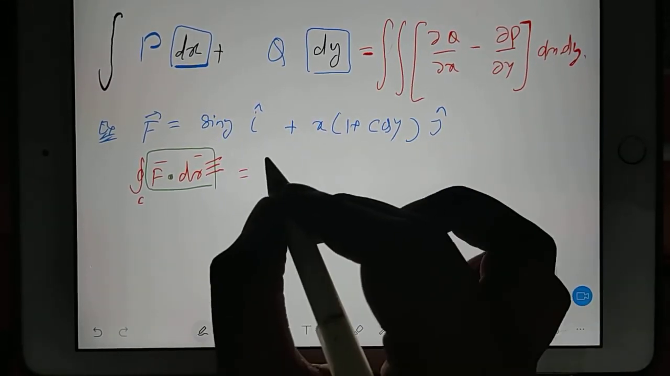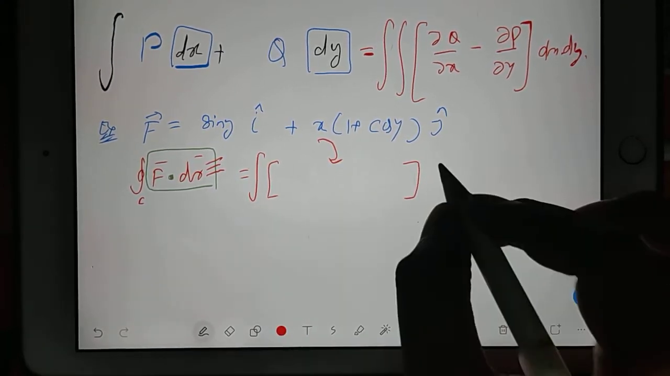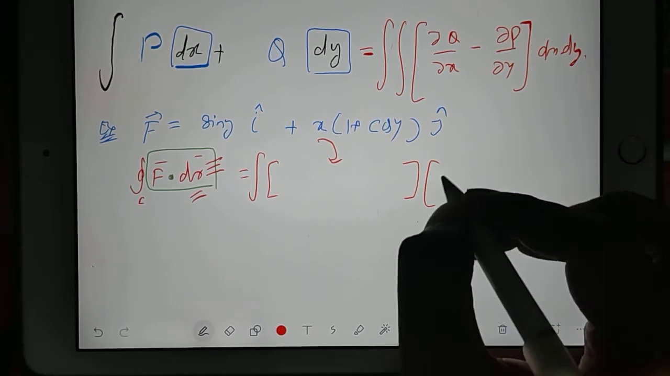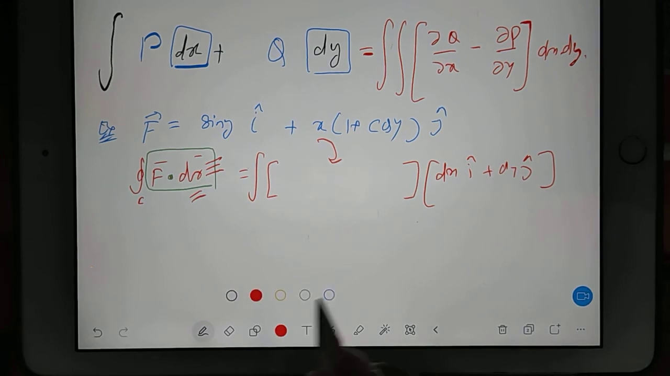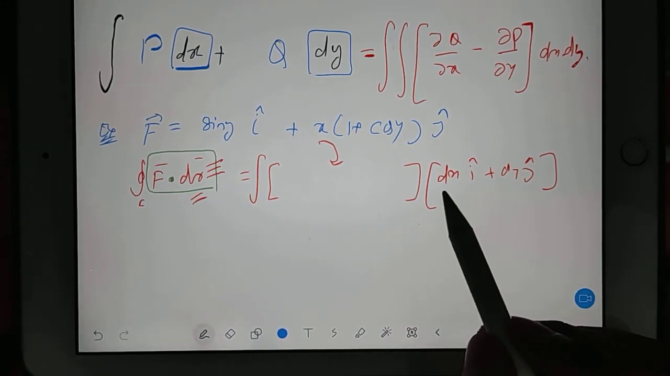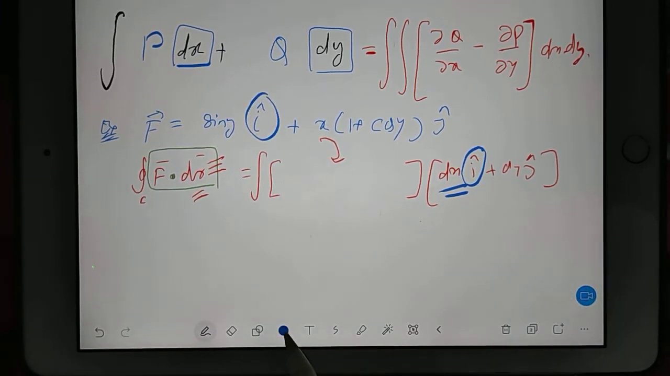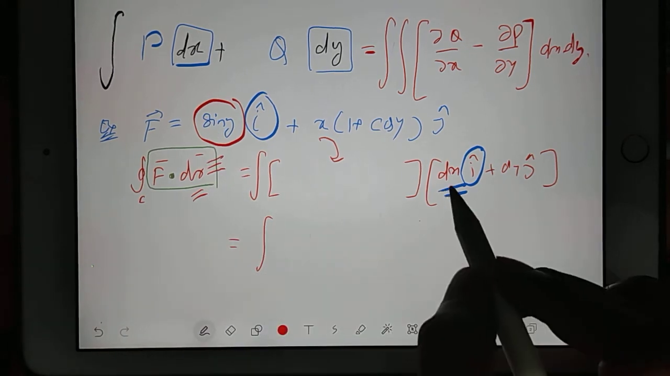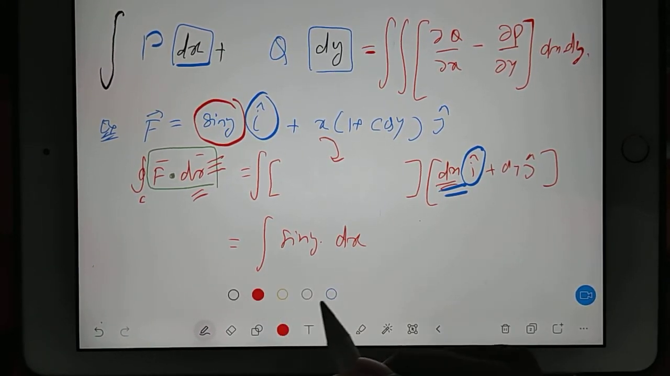Okay, so what will you do? Integration. Substitute this value of f here as it is, and substitute this dr value by default, that is nothing but dx i plus dy j, right? Okay, now understand one thing. This dx i, i and i you will multiply together, so then you will be getting integration. You see here, sin y you are going to get with dx. I hope I am not making any mistake.